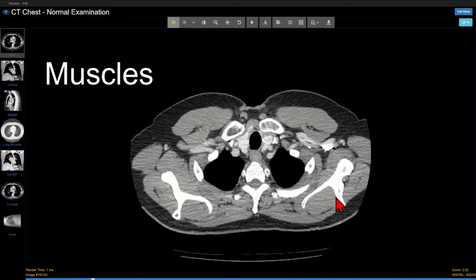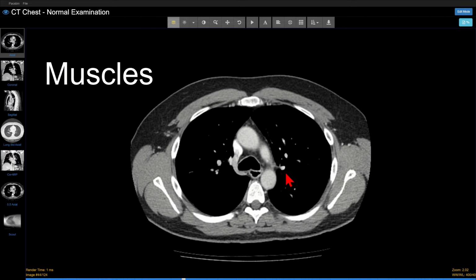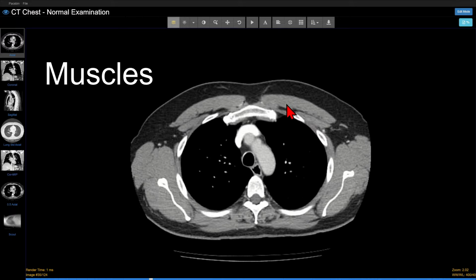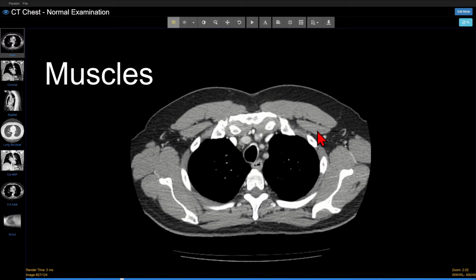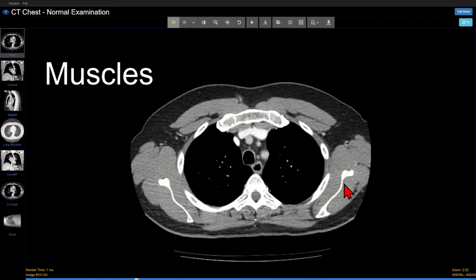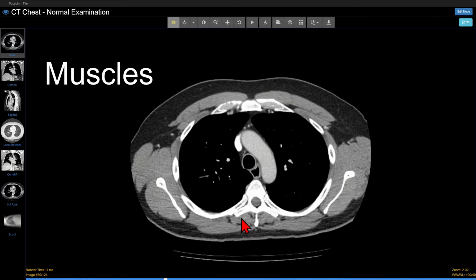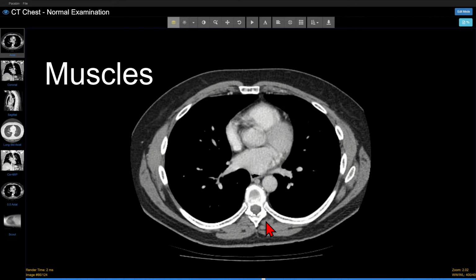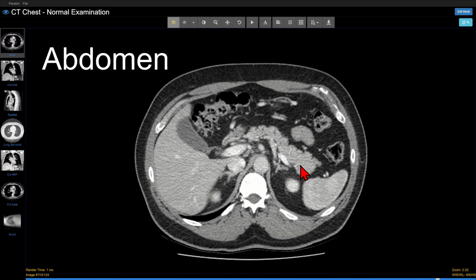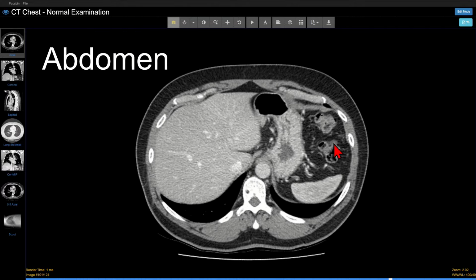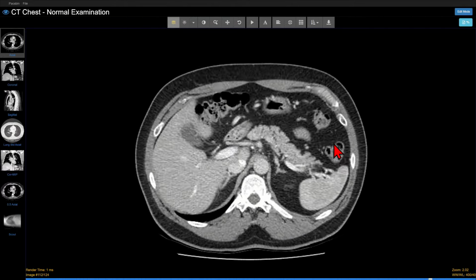There are many muscles that you can see on CT of the chest that are beyond the scope of this talk, including pectoralis major here and pectoralis minor bilaterally. Rotator cuff muscles back here. Paraspinal muscles. We can also see quite a bit of the upper abdomen here, and we covered the anatomy here in detail in our CT abdomen and pelvis talk. Okay, so that's it for the anatomy.